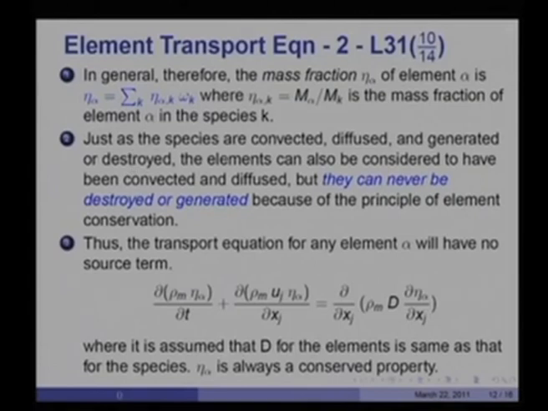Now, just as species are convected, diffused, generated and destroyed, elements can also be considered to have been convected and diffused, but they can never be generated or destroyed, as I said earlier, because of the principle of element conservation. And therefore, the transport equation for element alpha will have no source term, and it would simply have a rate of change term, a convective term and a diffusion term, where it is assumed that the diffusivity for the elements is the same as that for the species K, and n alpha is always a conserved property.